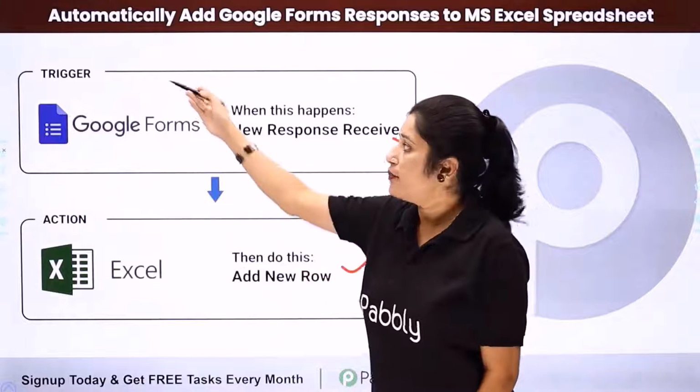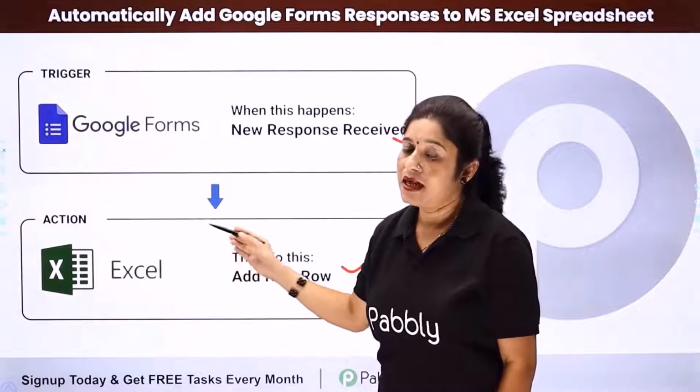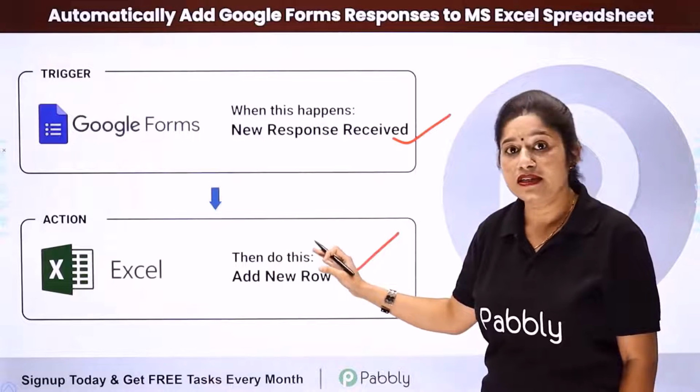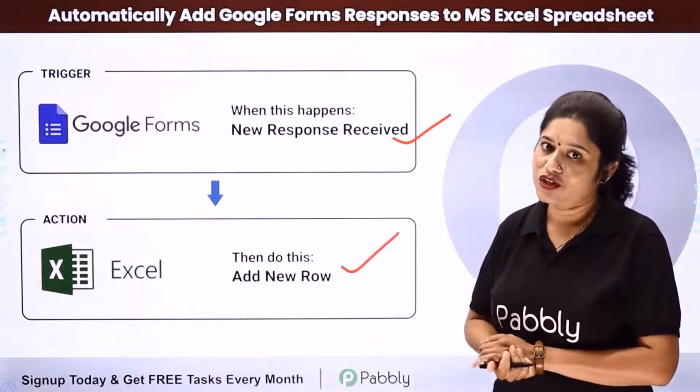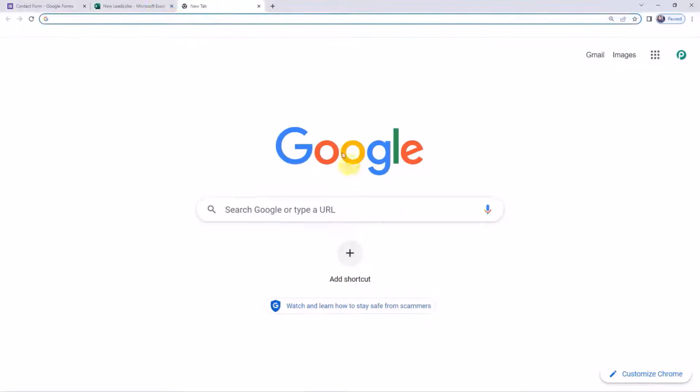So here your trigger application would be Google Forms and your action application would be MS Excel. So how you can integrate both these software applications using Pabbly Connect and how you can set up this automation, for that you need to come to my screen. So welcome to my screen.